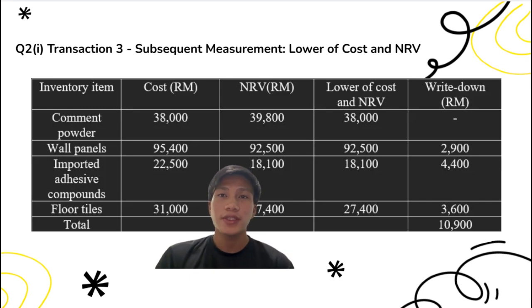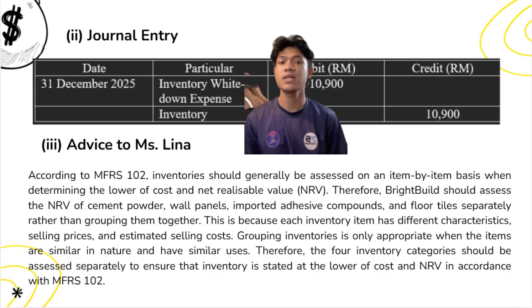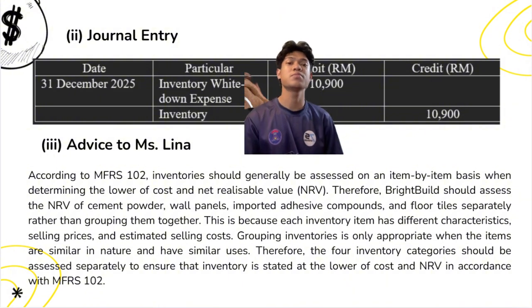Therefore, the total inventory write-down required is 10,900. So based on the total write-down of 10,900, we recorded the journal entry by debiting inventory write-down expenses and crediting inventory to reduce the inventory value to its NRV. Next, I will explain the journal entry and advice to Miss Lina.